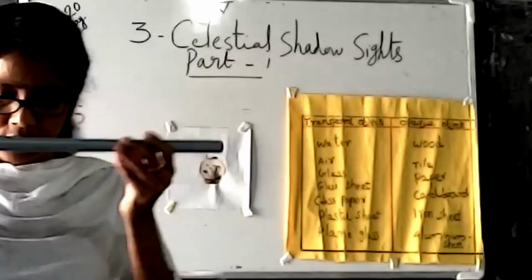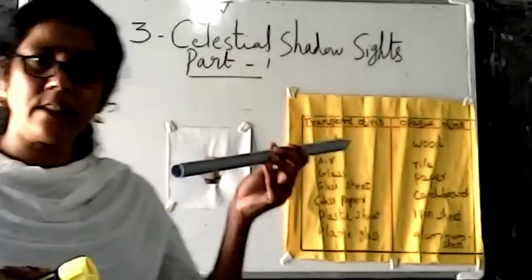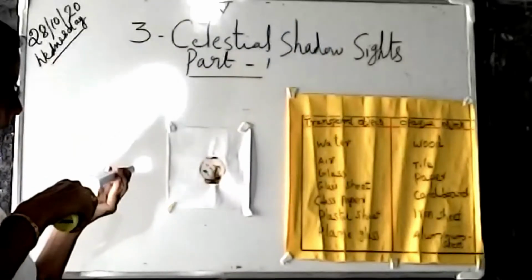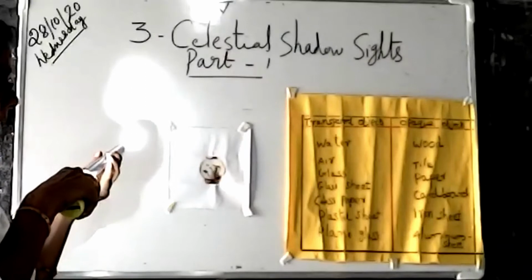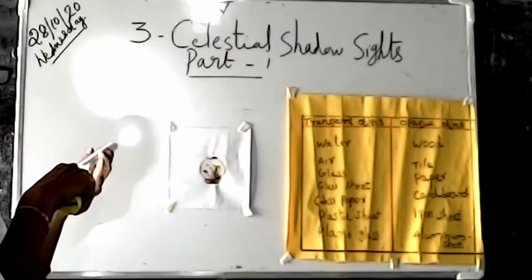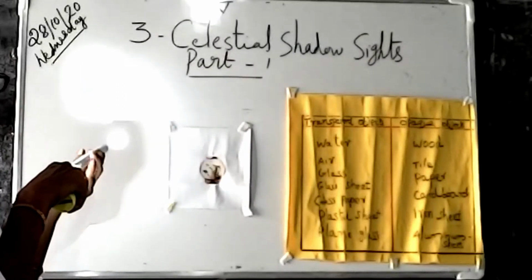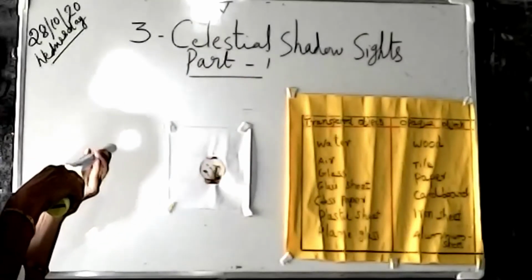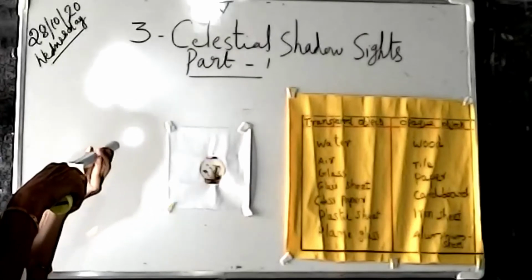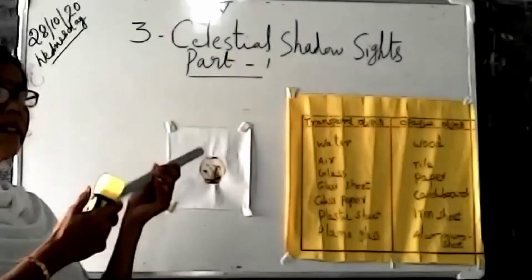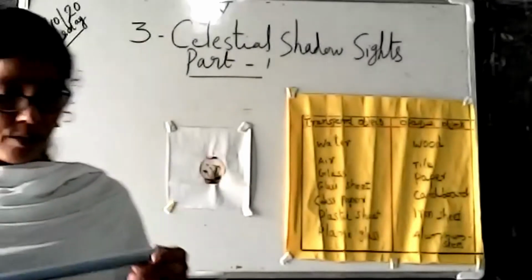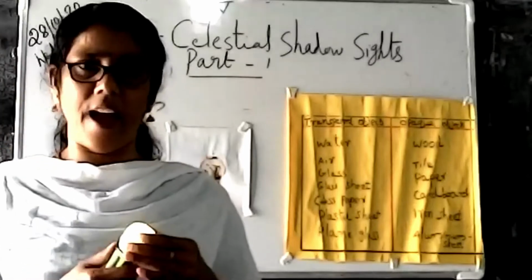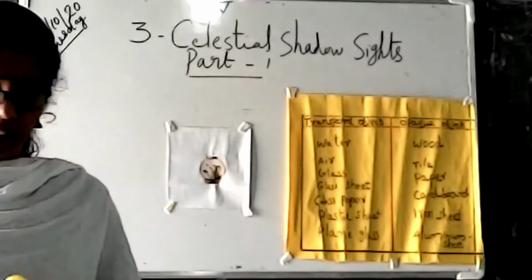Then we can shine the torch here. Can you see light travel through the hole of this pipe? Can you see the light? I think you could see light on the board. So from this we can understand that light travels in a straight line.